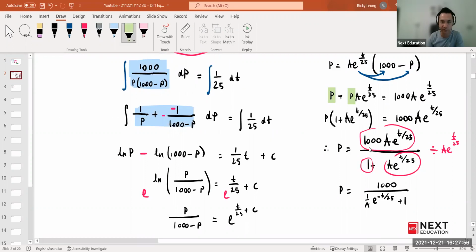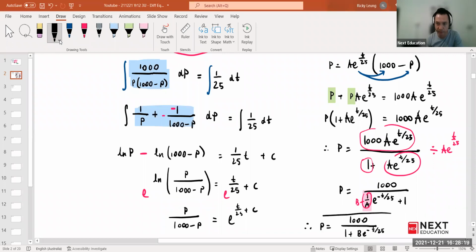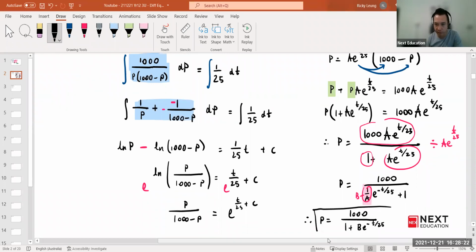So then for the final piece, I'm going to replace the 1 on A with the letter capital B, and then you have it. Then just switch the order. So, therefore, P equals 1,000 on 1 plus B, E to the minus T on 25. Perfect. Now I'll put a box around this. You can say over here that B equals 1 on A. Done, and that's the answer.